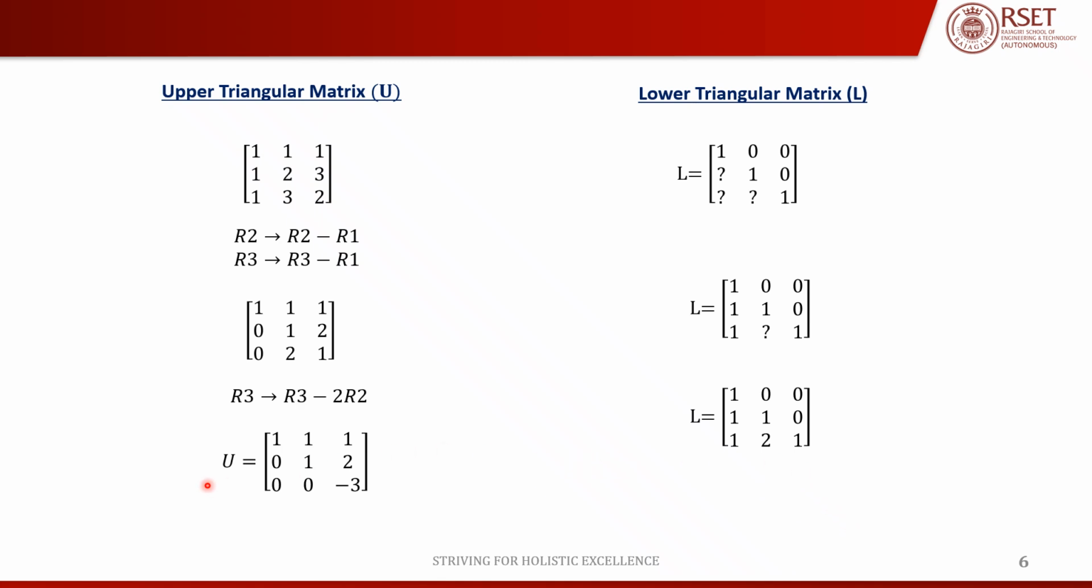So like that we got U and L simultaneously. So like this we are doing every problem. It is very easy. We want to convert this matrix A to an upper triangular matrix, and by taking only the multipliers you can fill the unknown values of the lower triangular matrix. So like that you got U and L. So U is 1 1 1, 0 1 2, 0 0 minus 3, and L is actually 1 0 0, 1 1 0, 1 2 1.